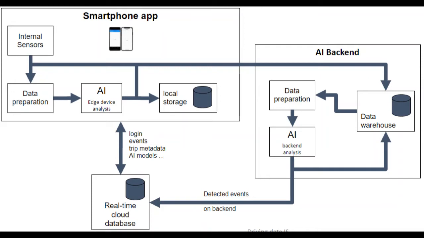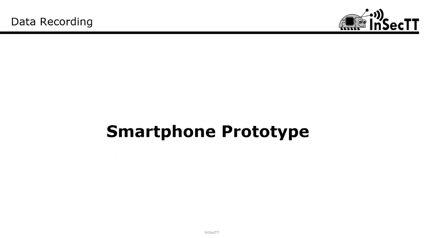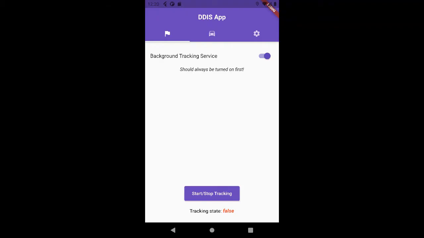The recorded data can be stored locally or in a server-side data warehouse. This allows for an analysis of historical data in the server-side AI backend. New AI models and app events can be exchanged between the smartphone app and the AI backend via real-time cloud database. We use an app prototype to record IMU data from smartphones.